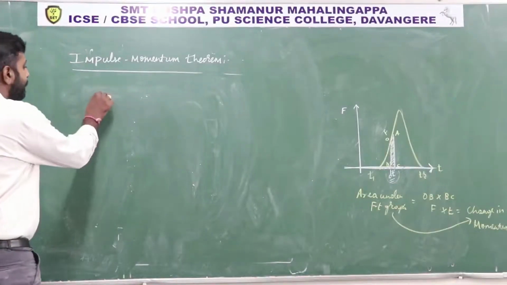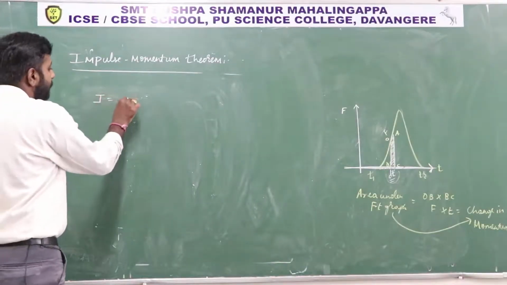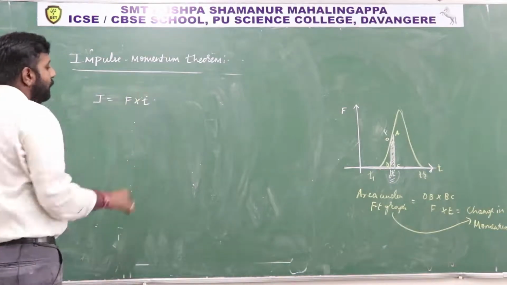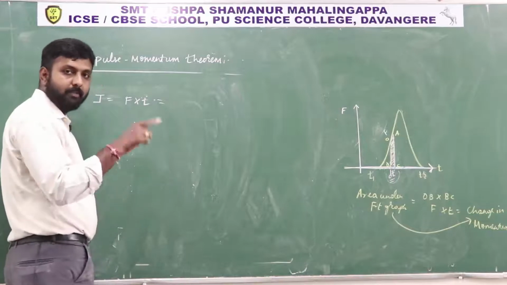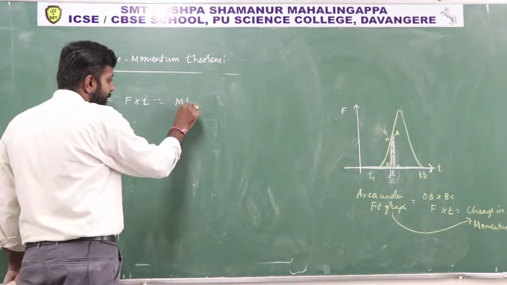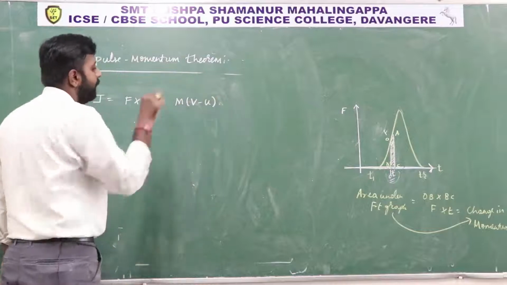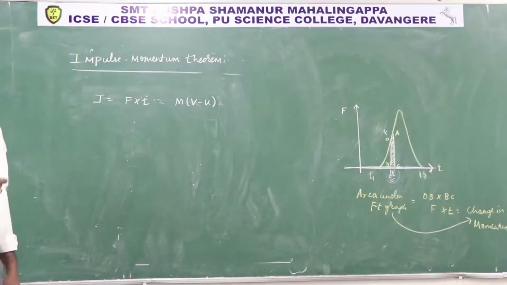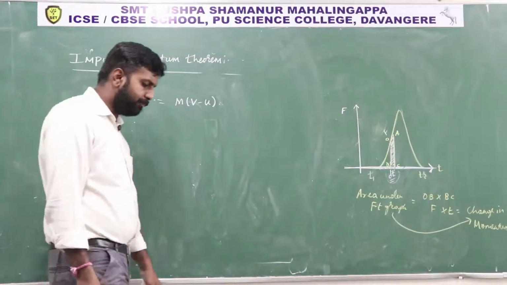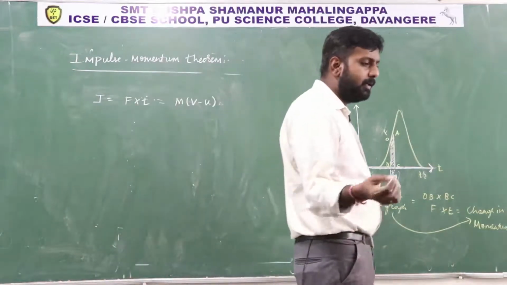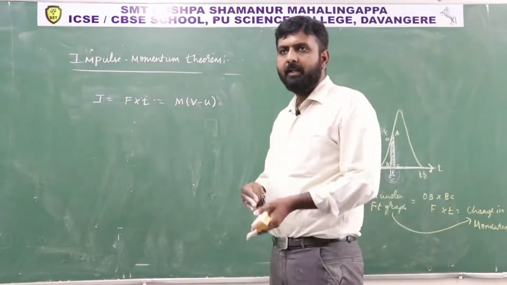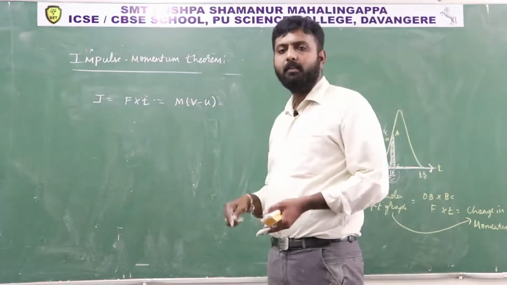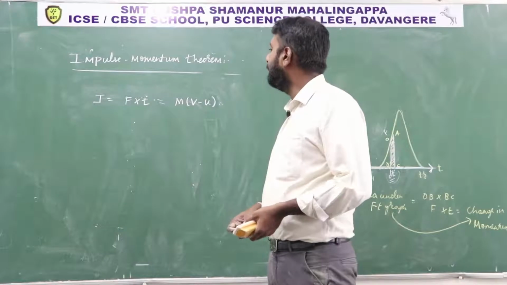So here in impulse momentum theorem, this J is equal to F into T. This is also equal to change in momentum, that is delta P. You can write it as m(v minus u). So the impulse produces a sudden change in momentum. Why? Because the time interval is very, very small, means the change in momentum is also very fast. There will be a sudden change in momentum.